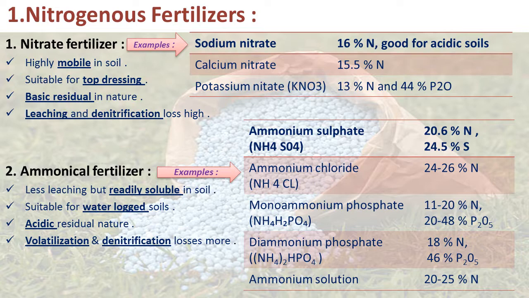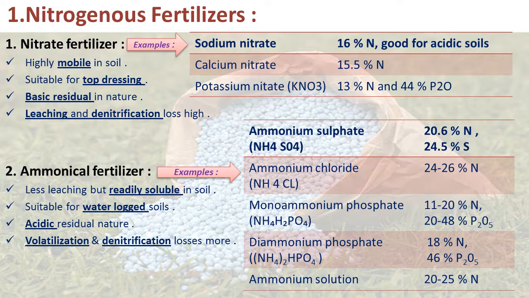Some examples of nitrate fertilizers are sodium nitrate, which is 16% N and good for acidic soil, calcium nitrate, and potassium nitrate, KNO3. The next is the ammoniacal fertilizers. They have less leaching but are readily soluble in soil, and are suitable for waterlogged soil. They are acidic residual in nature, but the nitrate fertilizer was basic residual in nature. And next, volatilization and denitrification losses are more.